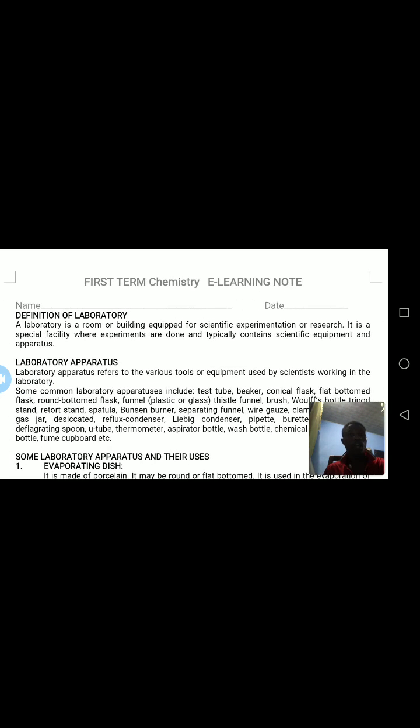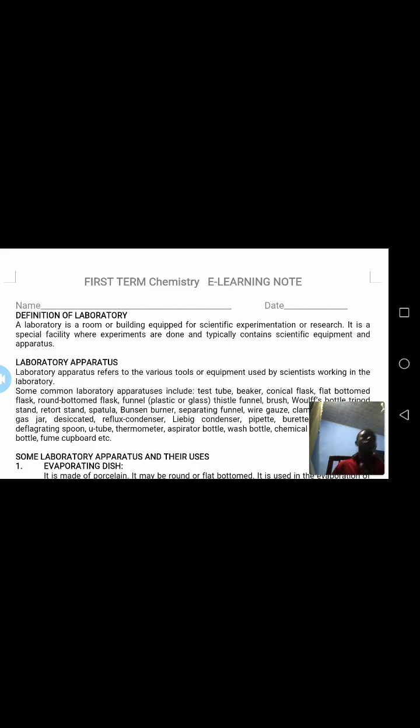What is a laboratory? Now let us begin. A laboratory is a room or building equipped for scientific experimentation or research. It simply means that the equipment that are found in the laboratory are meant for scientific experiment, scientific research, scientific discovery.